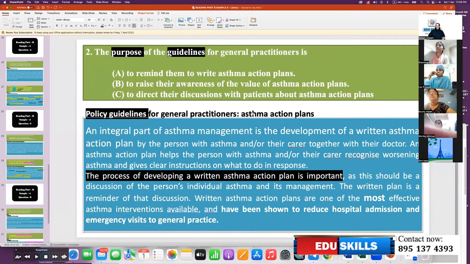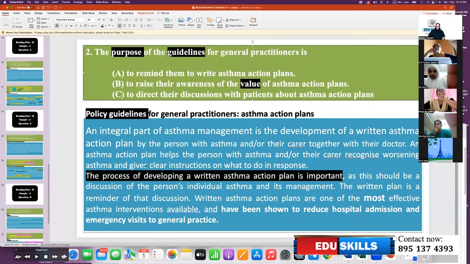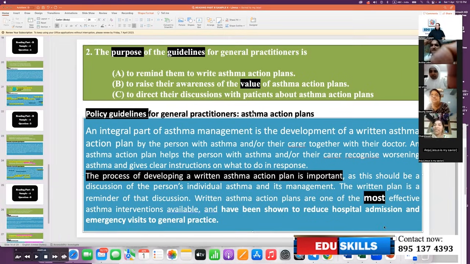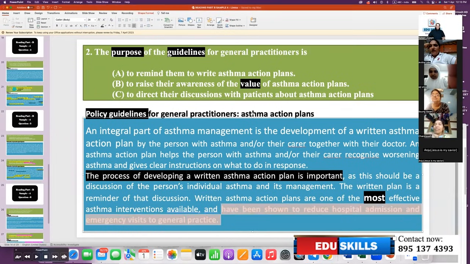Yes, value is here. Okay, maybe. I'm not supporting that person. The last paragraph also says some values: most effective asthma interventions available have been shown to reduce hospital admission and emergency visits. These are the values. There is a scale also. There is a scale, right? So "most" is there, so the scale is there. Otherwise, you don't have a scale anywhere in this paragraph, right? If there is a scale, again it says, as you said, "have been shown to".